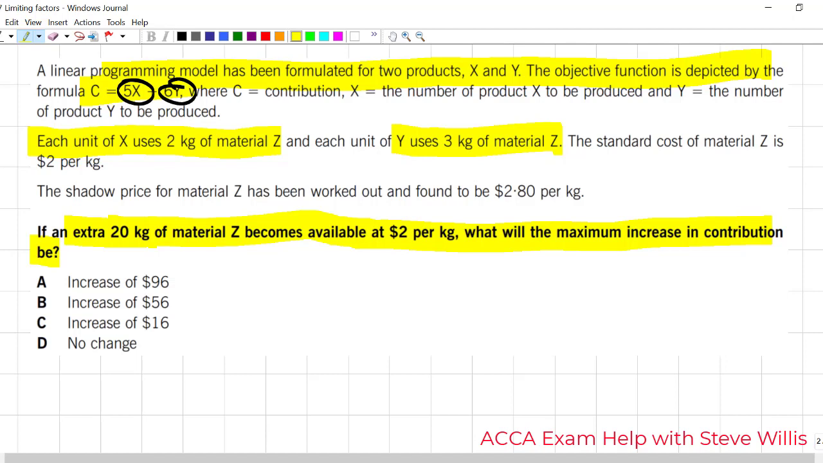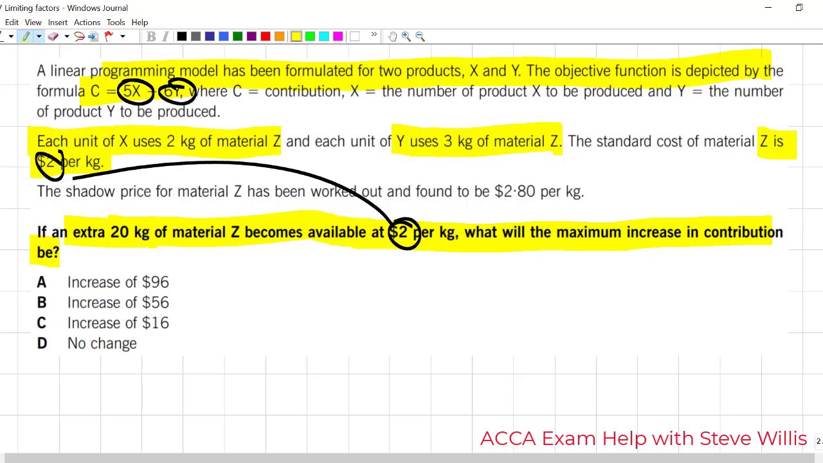Now check this out. The standard, this is important, the standard cost is 2. How much are we paying? Are we paying the standard cost? Yes, we are. We are paying the standard cost of 2. So there's no increase in price. We're not paying a premium to get more units.